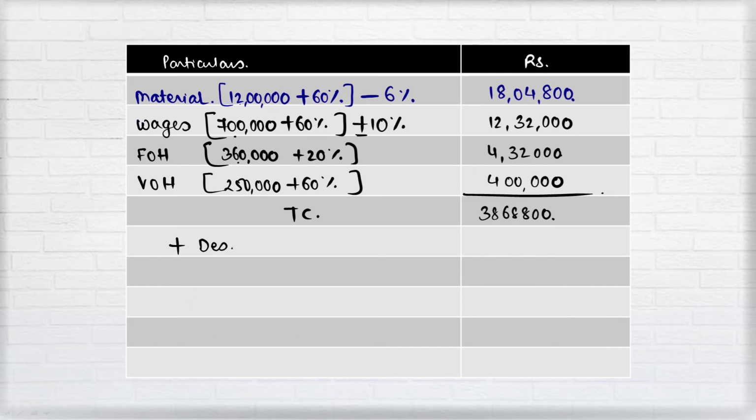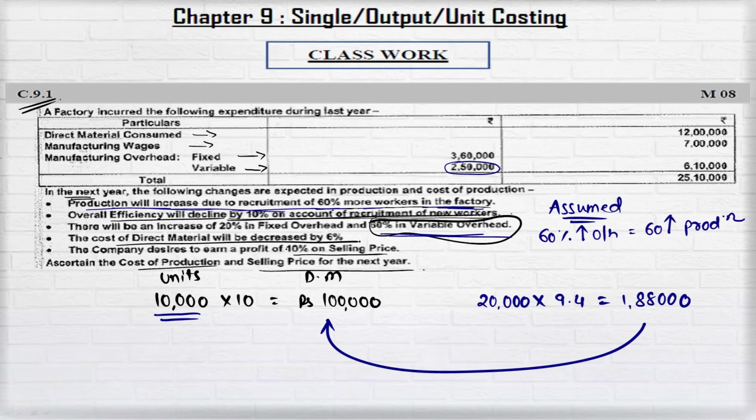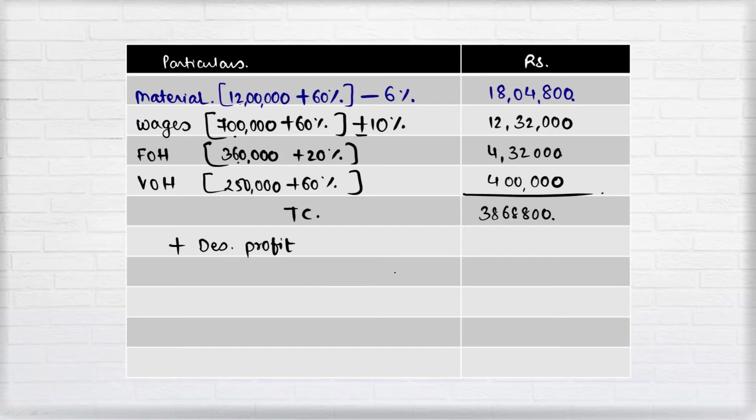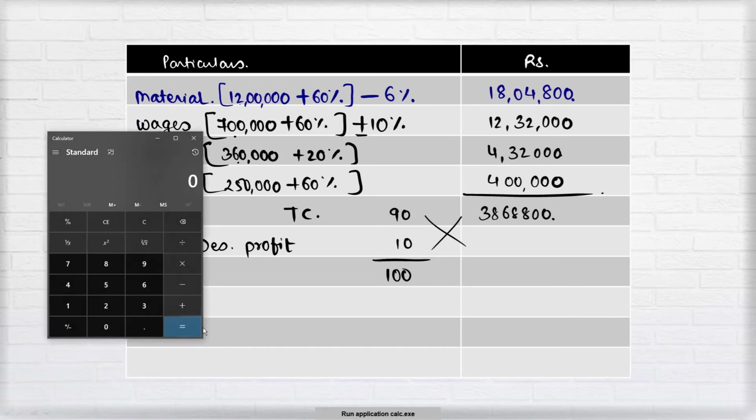Plus desired profit. There is some profit margin. Ascertain the cost of production and selling price. The company desires to earn 10% on selling price. So selling price is 100, profit will be 10, and cost will be 90. You can do the cross multiplication: 38,68,800 multiplied by 10 divided by 90 is 4,29,866.